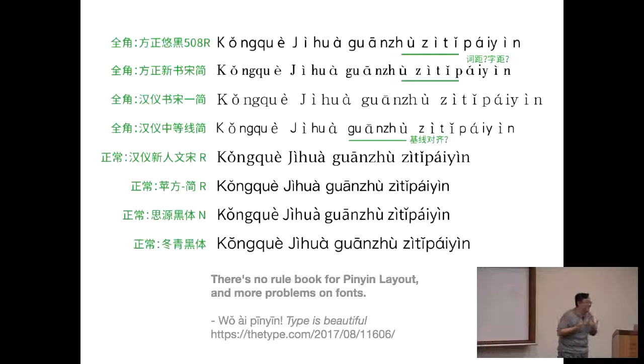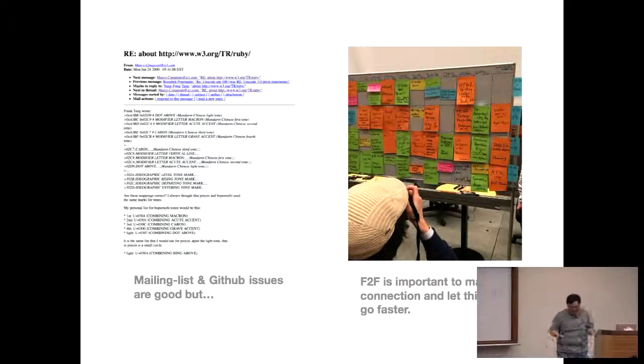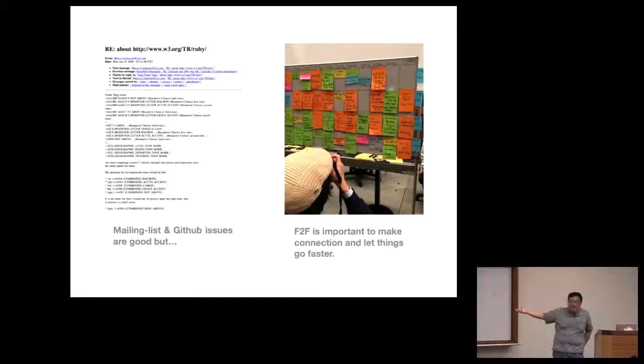For me, it's a disaster because it's related to the next issue, insufficient funds. I do not have the means. The mailing list and the GitHub issues are good, and you can raise the problem and discuss with experts, but in my experience, a lot of issues you raise there just cannot be resolved if you do not meet the key person and know who deals with that. The face-to-face meeting is still important to make connections, let you know who is where doing what, and they can help you make things real and go faster.